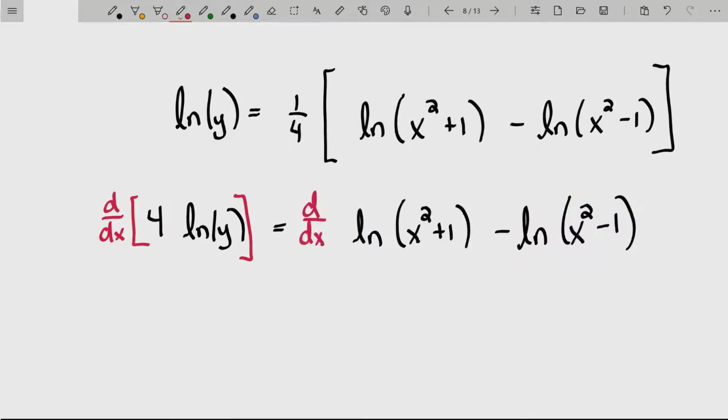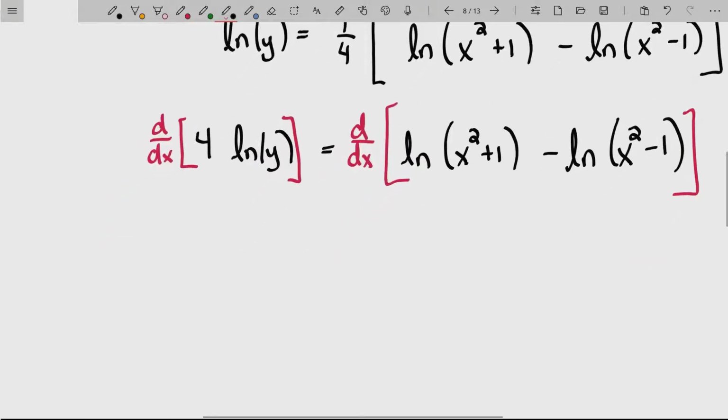If you do that, you'll see the left-hand side, well, that's 4. The derivative of natural log of something is 1 over that something times the derivative of the interior. And that's the derivative of y with respect to x via the chain rule.